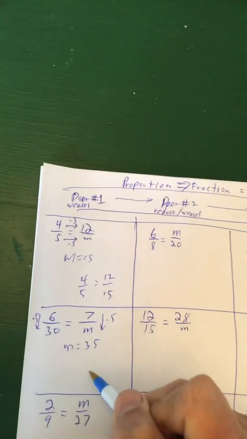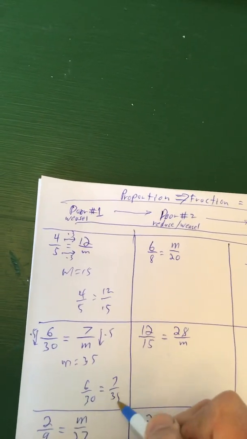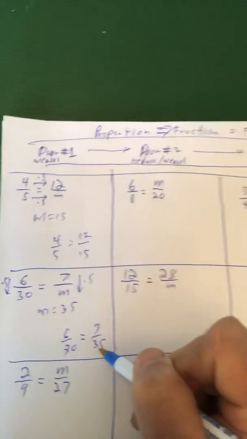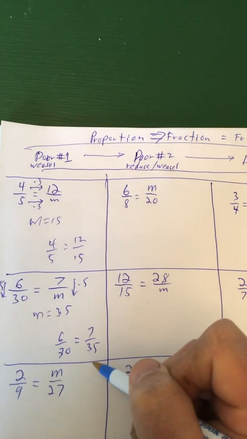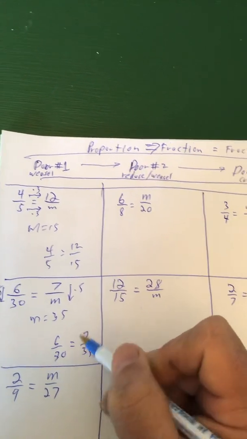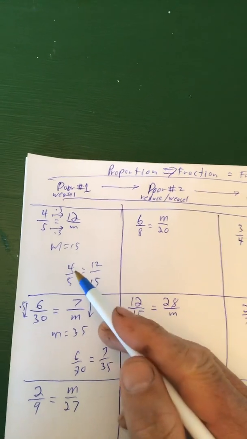And again, I can just write 6 over 30 equals 7 over 35. This reduces to 1/5, and this reduces to 1/5, or this is 0.2 and that's 0.2. Anyways, so there's door number 1. I always encourage my students to try and do door number 1.